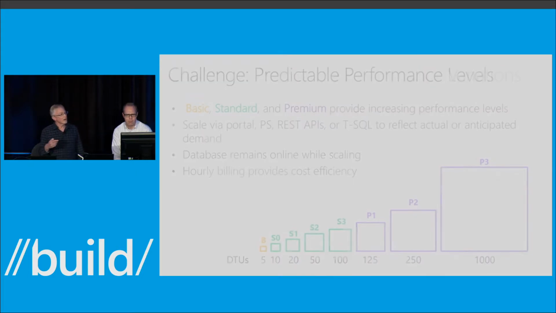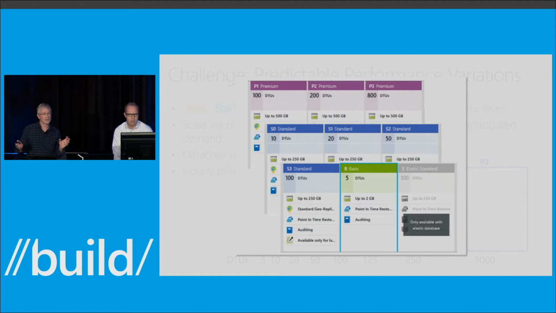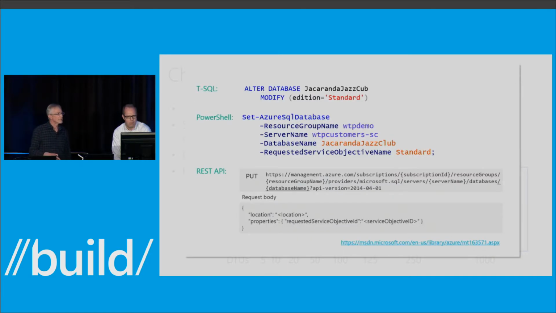This is actually not new, so I'm not going to do a demo of this. We're going to talk more about the Elastic story in a second. But if I use the portal, I've got a range of pricing cards, which allow me to pick the different performance levels. Or I can do this in code. I can use T-SQL. I can connect to the master database and issue a query there. I can modify the edition here.